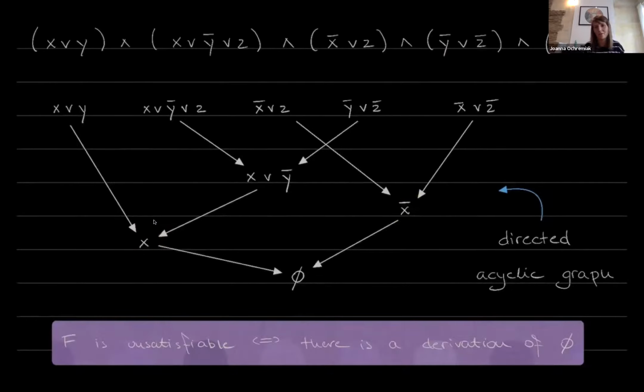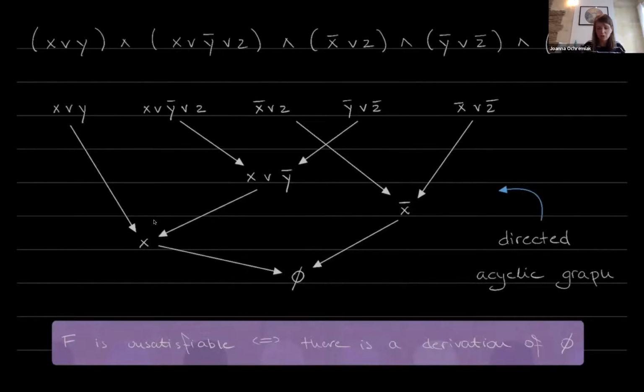In other words, if from our original clauses we can derive X and not X, then this is clearly a contradiction. This cannot both hold, right? So we get an empty clause which is not satisfied by any assignment. It's not very difficult to show that indeed a CNF F is unsatisfiable if and only if there is a derivation like this of an empty clause.